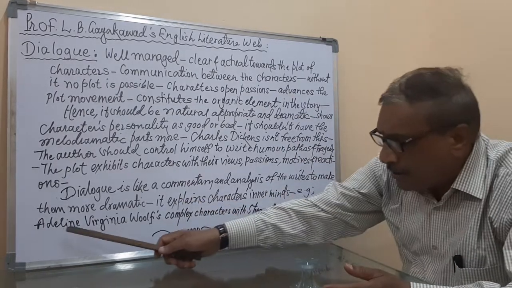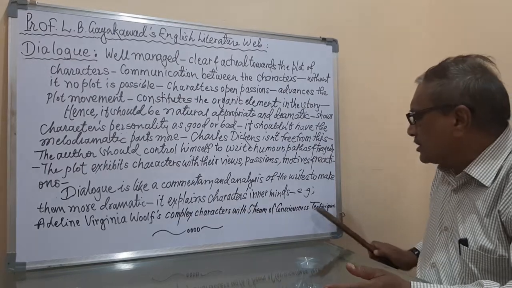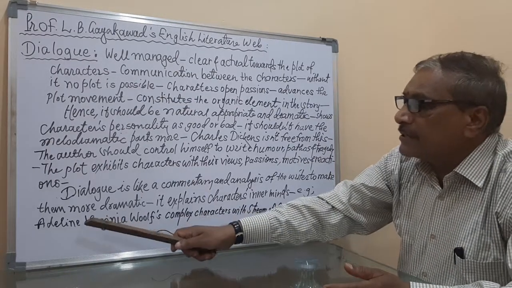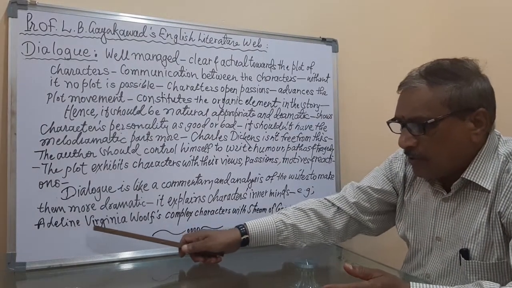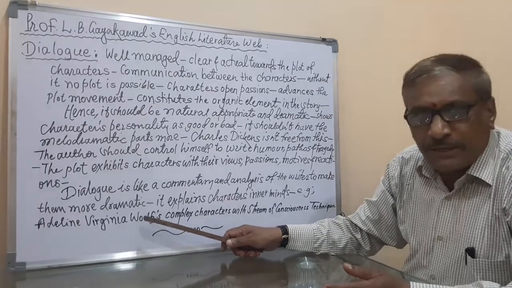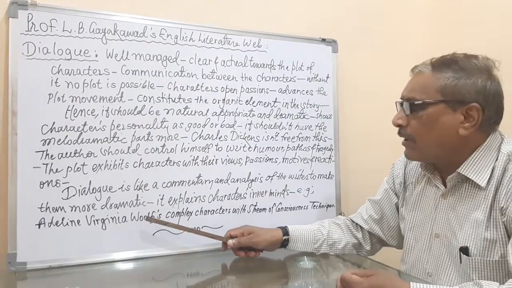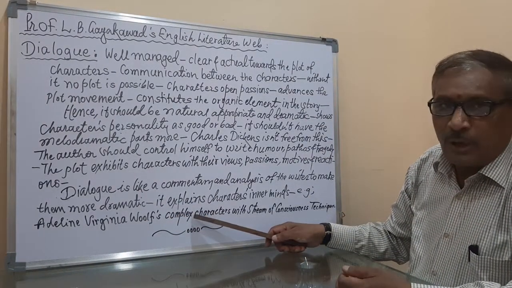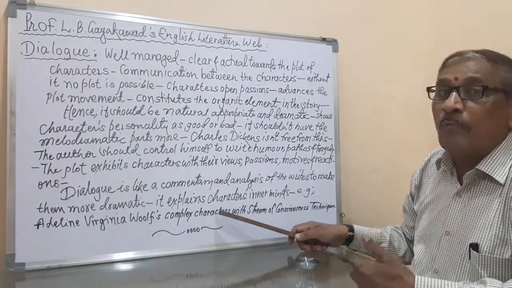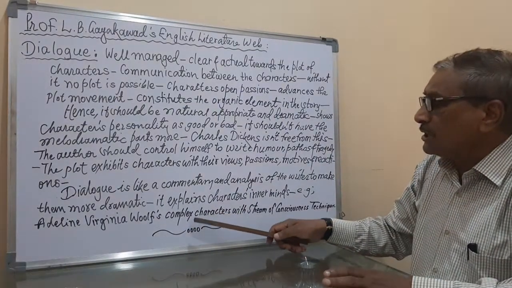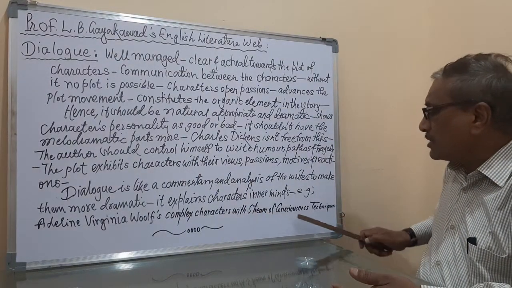For example, here Virginia Woolf's complex characters with stream of consciousness techniques. So here we will say that there are many novels which have been written by Virginia Woolf, who has written Mrs. Dalloway. So when we think of the character Mrs. Dalloway, then we know that she is a complex character, very complex. Why? Because she thinks more and more, because she goes through the stream of consciousness technique.